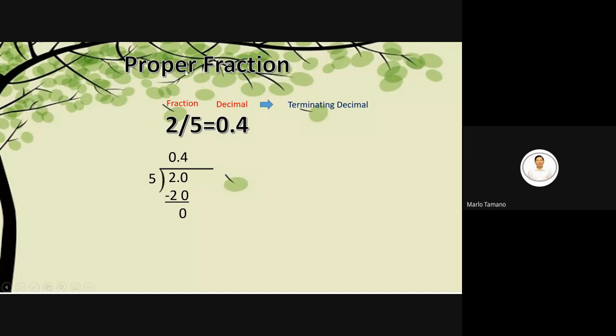Now, 2/5 is equal to 0.4. This 0.4 is a decimal. This 2/5 is a fraction. As you can see, changing this fraction 2/5 into a decimal, it becomes 0.4. And that 0.4 is a terminating decimal. When you say terminating decimal, may hangganan po. Naintindihan? Yan po yung tinatawag nating finite. Hindi po siya infinite.